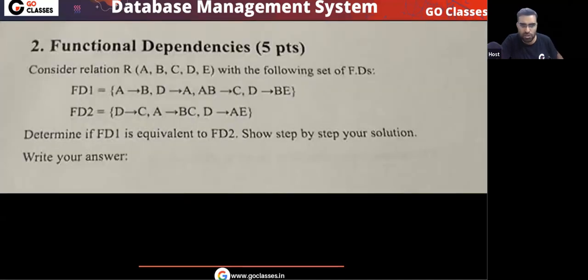Tell me the answer for this question quickly. You are expert now. Very easily you can do. First tell me, does FD1 cover FD2?